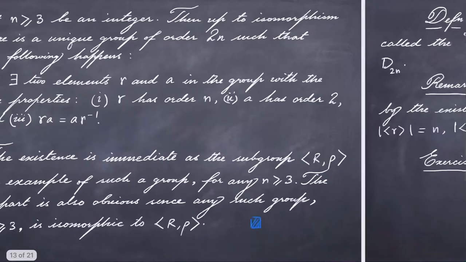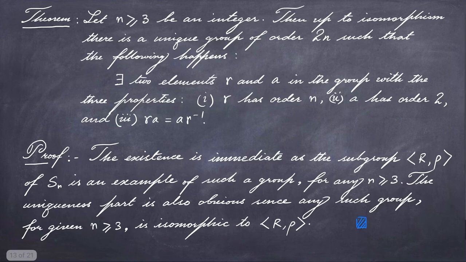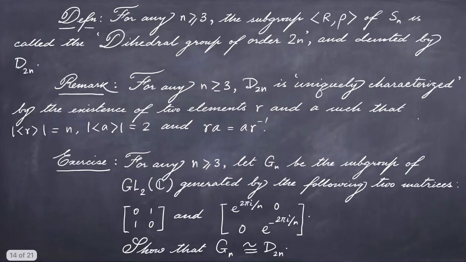Since given any n there is a group and it's unique, it indeed deserves a name and special notation. So this is the time to make a definition. For any n greater or equal to 3, the subgroup generated by R and rho of Sn is called the dihedral group of order 2n and denoted by D2n. Let me tell you that some authors denote D2n by Dn as well.